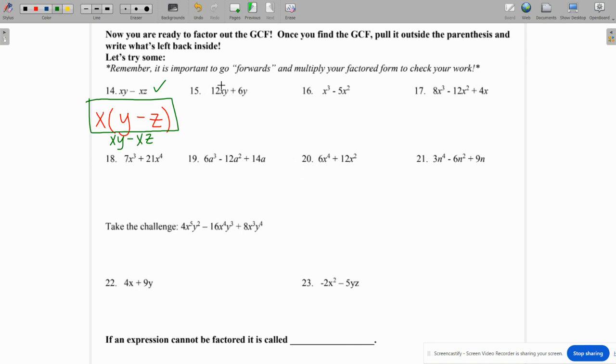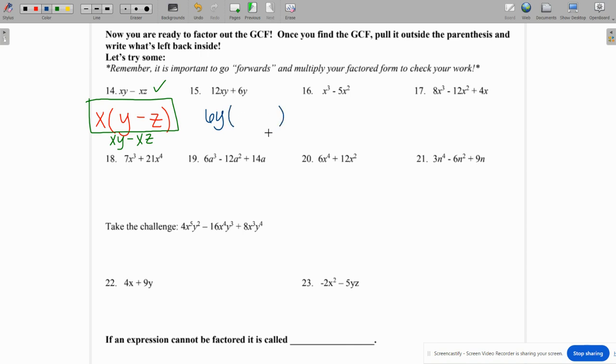12xy plus 6y. Again, think about what's your GCF first. Of 12 and 6 would be 6. Here you have an x, but you don't have an x in this term. So that means that x is not part of the GCF, but they each have a y to the first. So y is going to be part of your GCF.